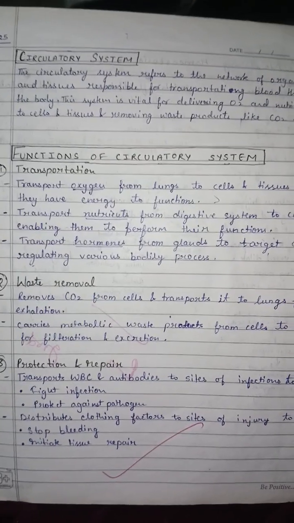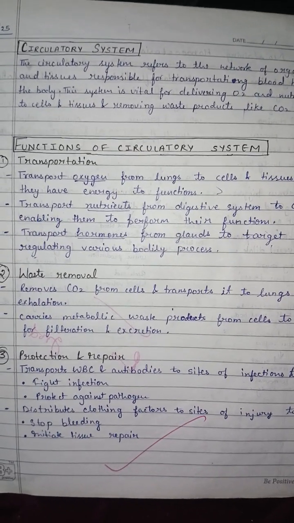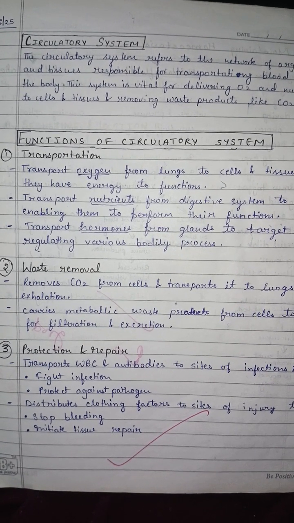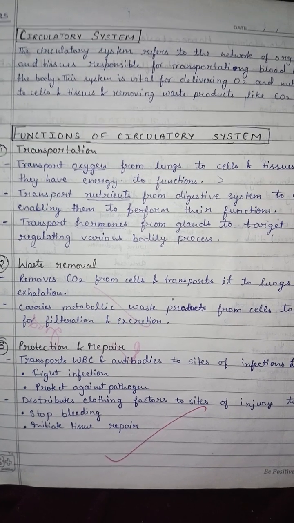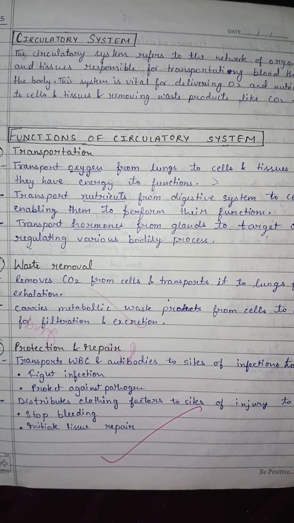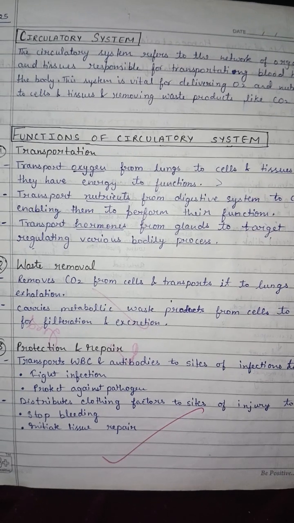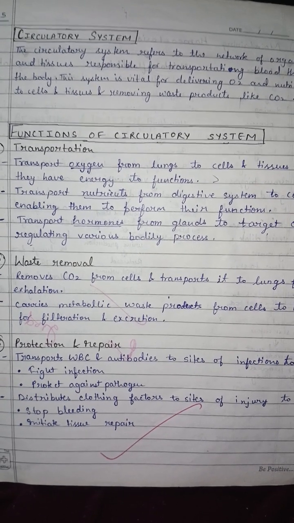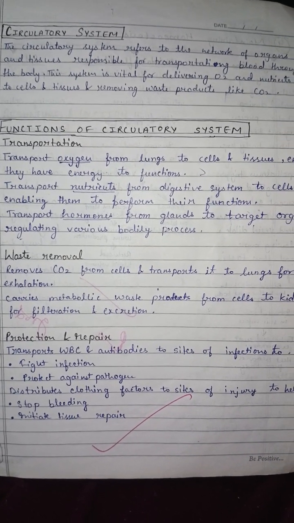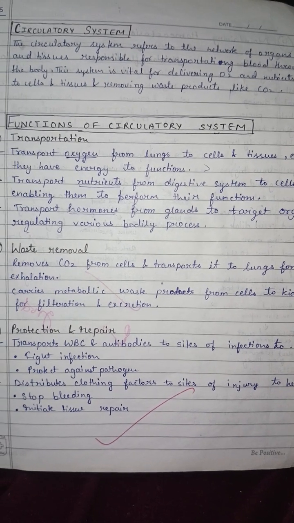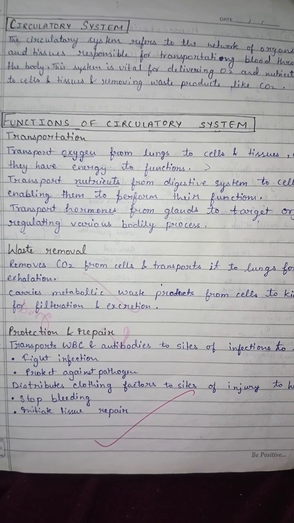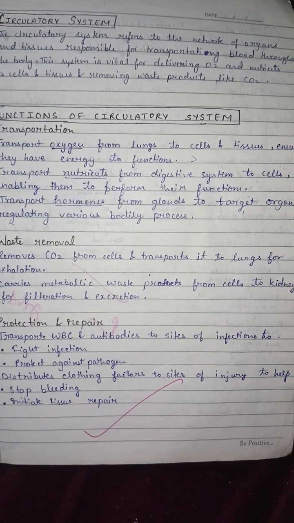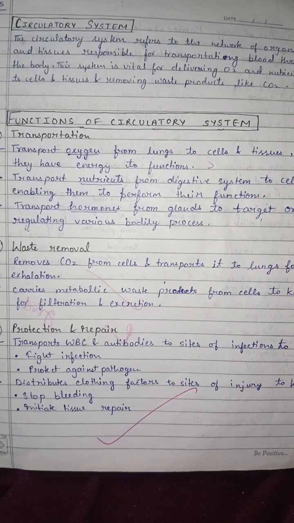So let's talk about the functions of the circulatory system. First is transportation. It transports oxygen from the lungs to the cells and tissues that need energy for all the functions of our body. Second, it transports nutrients from our digestive system to the cells and tissues, enabling them to perform their function. And third, it transports hormones from our glands to the targeted organs, regulating various bodily processes.